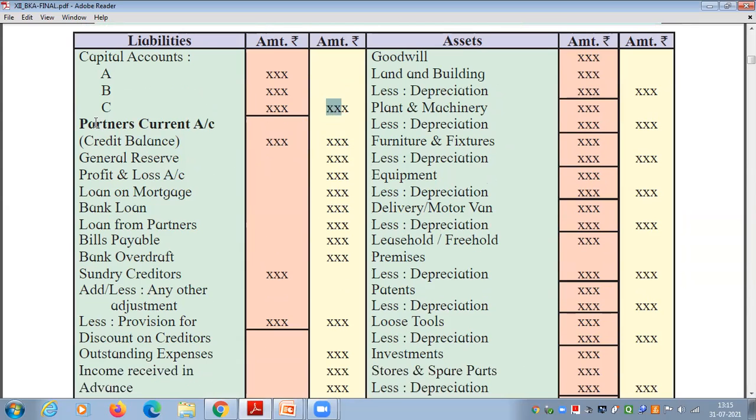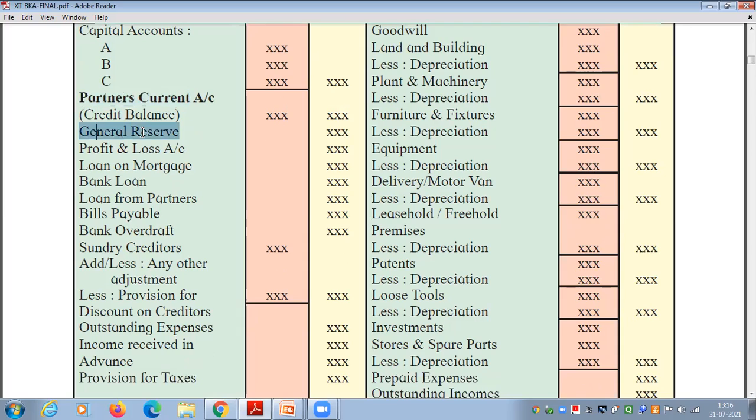The partner's current account: if the method is fixed, in that case you have to prepare two separate accounts, partner's capital account and partner's current account. If the method is fixed, we have to maintain this account as we have seen in the previous session. So here the balances of the partner's current account, ABC again, will appear. Then general reserve and profit and loss account will be added. If there is a profit, through the current account it will be added here.